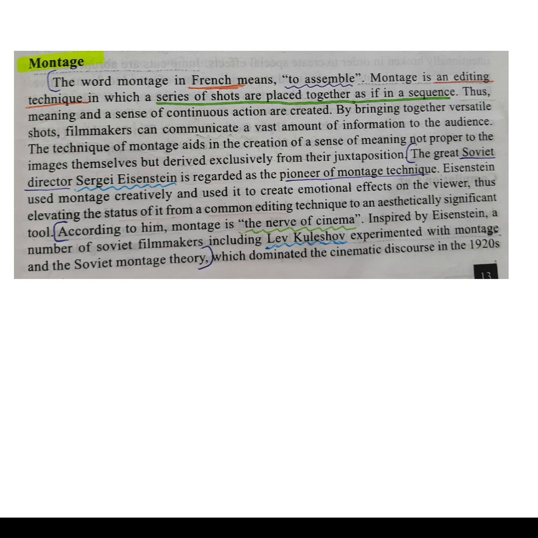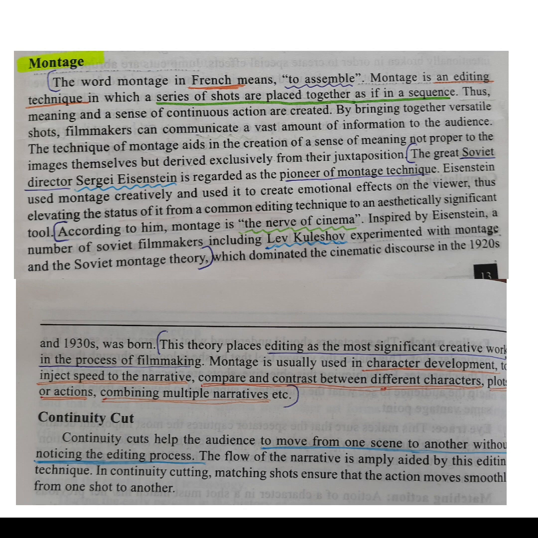Inspired by Eisenstein, a number of Soviet filmmakers, including Lev Kuleshov, experimented with montage. This theory places editing as the most significant creative work in the process of filmmaking. Montage is usually used in character development, to inject speed to the narrative, to compare and contrast between different characters, plots or actions, to combine multiple narratives, etc.